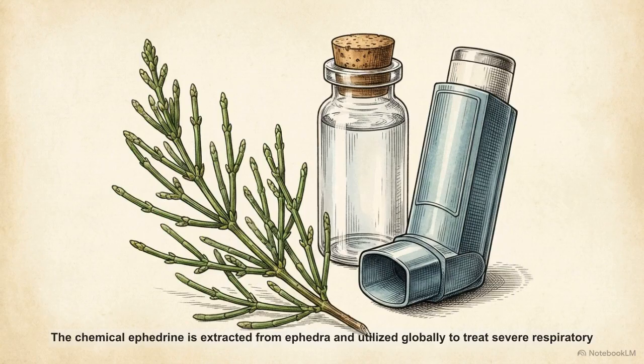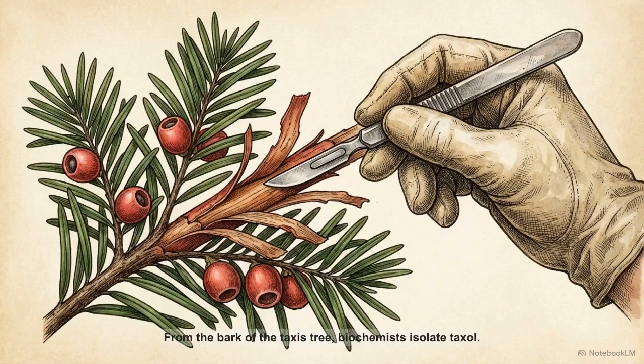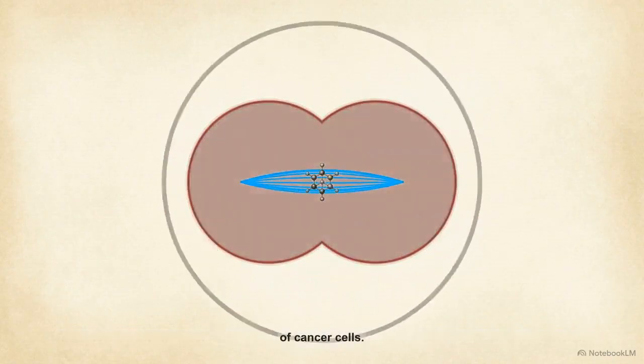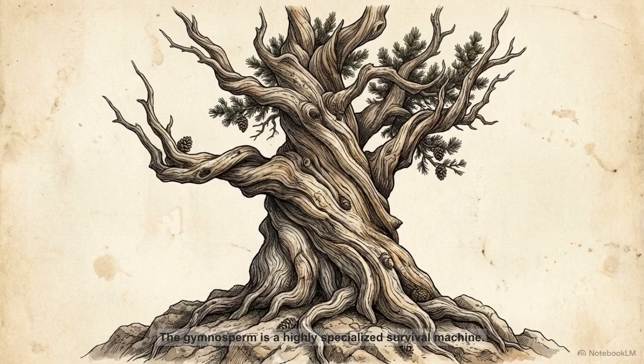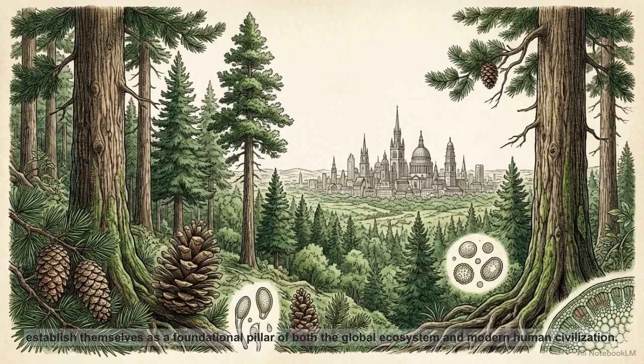Medically, gymnosperms are an invaluable resource. The chemical ephedrine is extracted from ephedra and utilized globally to treat severe respiratory issues like asthma. From the bark of the taxus tree, biochemists isolate taxol. Taxol is a potent chemical compound deployed in chemotherapy to actively freeze the division of cancer cells. The gymnosperm is a highly specialized survival machine. By engineering the naked seed and mastering the harsh terrestrial climate, these plants establish themselves as a foundational pillar of both the global ecosystem and modern human civilization.